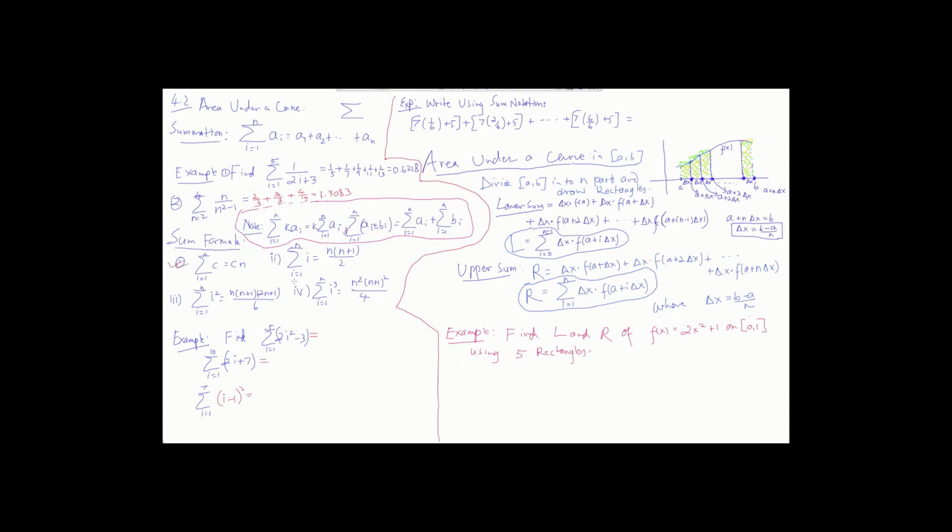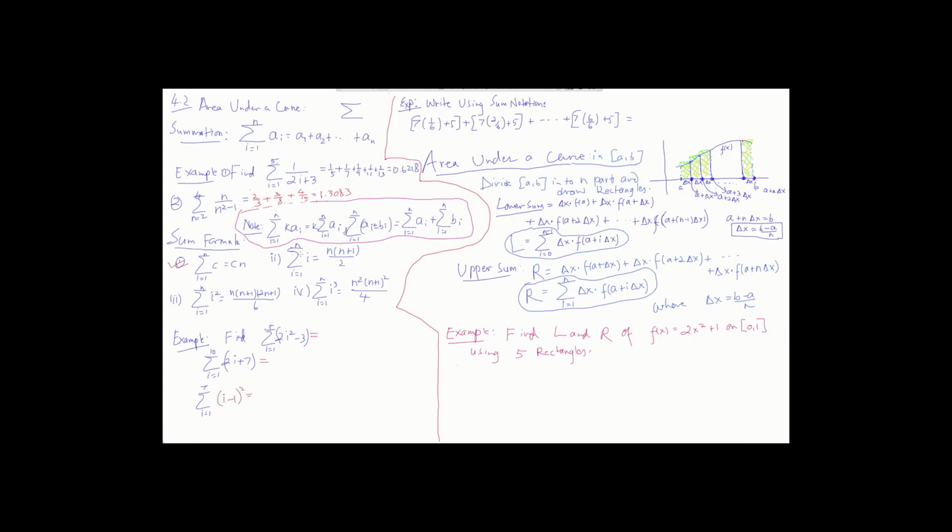Formula number 2: if you have a sum of i, that means you plug in 1, plus plug in 2, plus plug in 3, like 1 plus 2 plus 3 plus 4 plus 5 plus 6 and so on up to n. If you do that, the formula will be n times n plus 1 over 2. That number times that number plus 1, over 2.